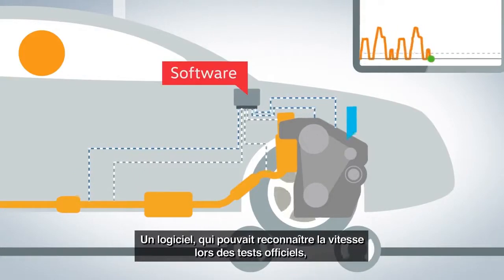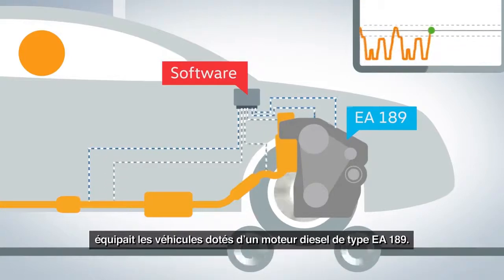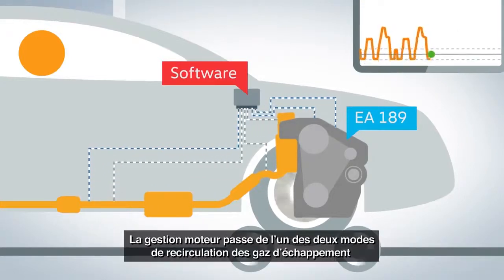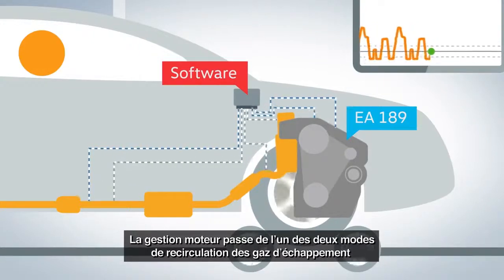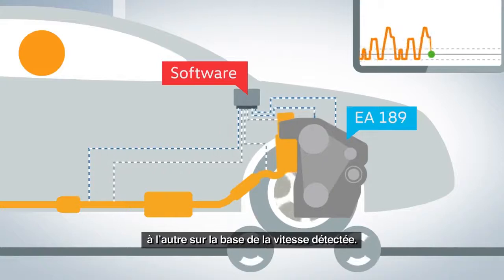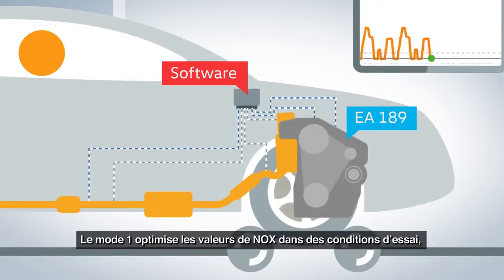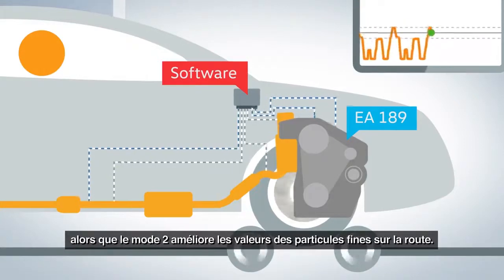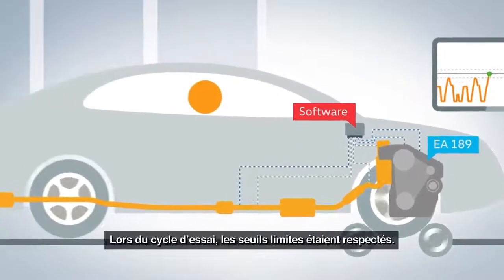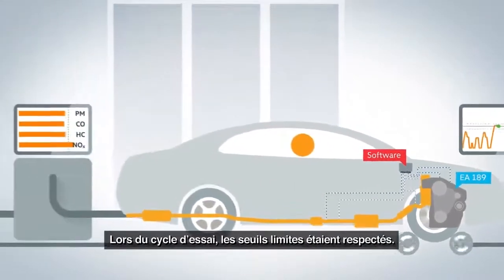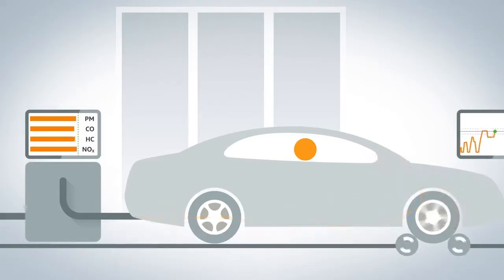Software was used in the vehicles fitted with EA18 diesel engines that can detect the driving curve used in official testing. The engine control unit switches between two different modes of exhaust gas recirculation based on the driving curve detected. Mode 1 optimizes NOx values under test conditions. In contrast, Mode 2 optimizes fine particle values in use on the road. There is compliance with threshold limits during the testing cycle. The software update no longer includes the switch.